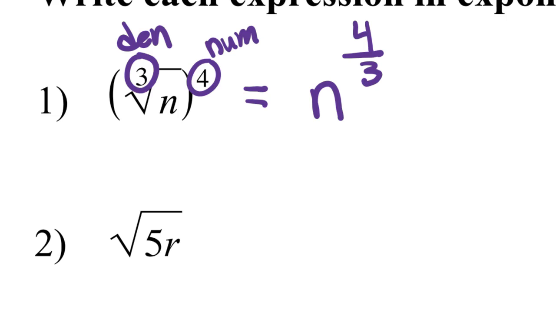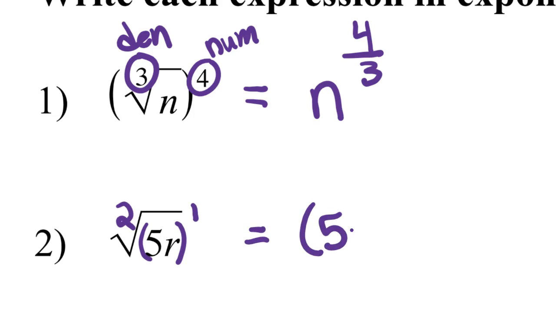Okay, so if you look at number 2, there's an imaginary 2 right here for a square root, and there's an imaginary 1 right there. So write that 1 as an exponent. Now, what's underneath the root? The whole thing. So you would want to group that in parentheses as you go. Okay, the 5 and the r are both under the root. So it's 5 and r to the what?